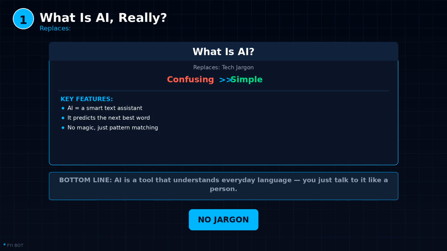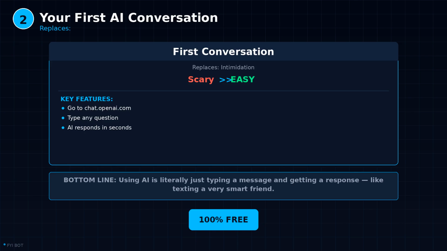The three biggest AI assistants as of 2026 are ChatGPT by OpenAI, Claude by Anthropic, and Google Gemini. All three are free to start using, and they all work the same basic way. You type a message, and the AI responds. That's it. No special skills needed. Let's actually get you set up.